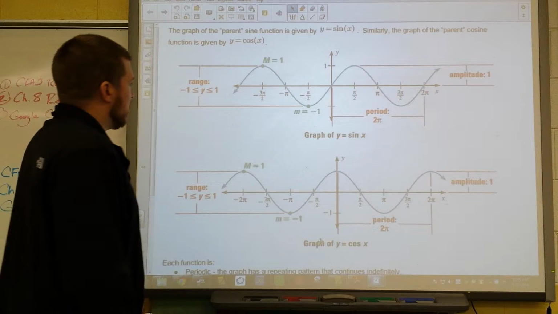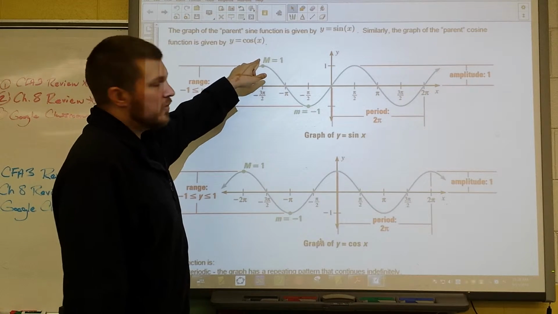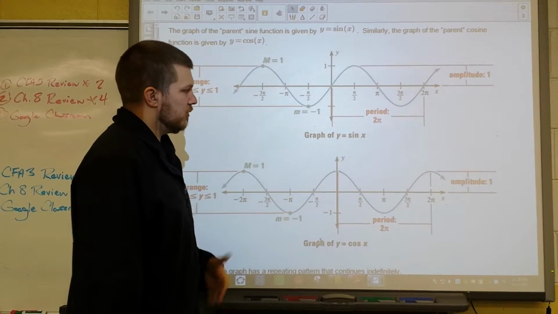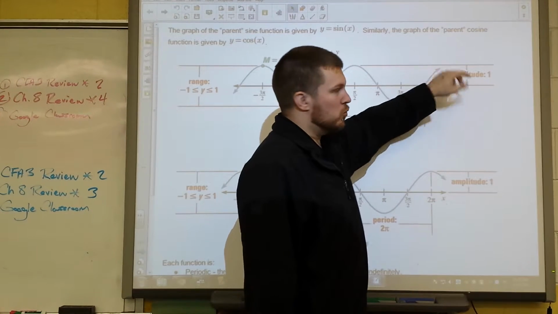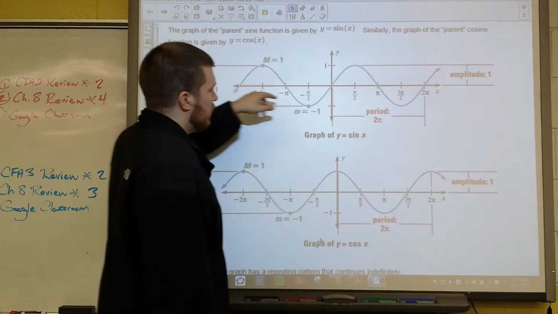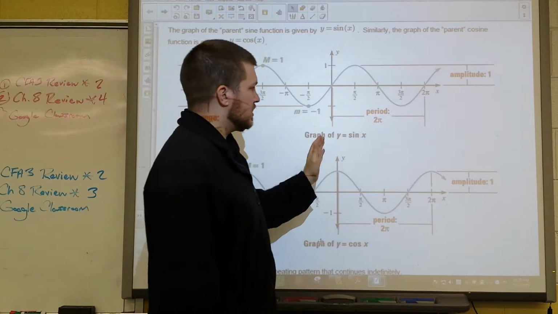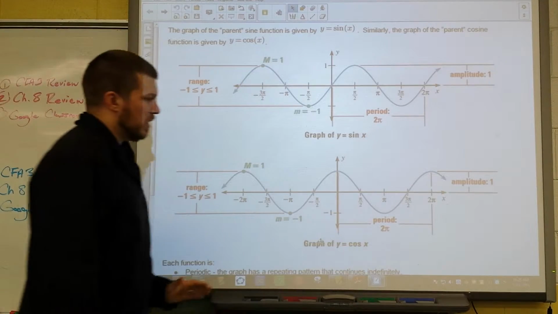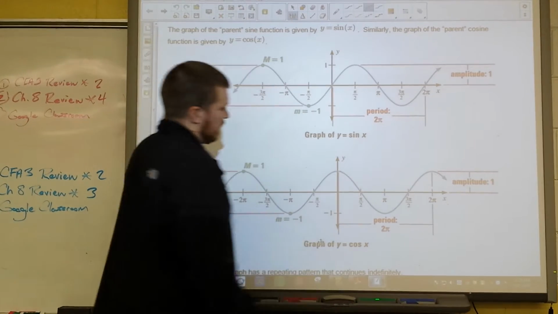A couple things about each graph here. First off, the range, or the y values, go from a maximum, capital M, of positive 1, to a minimum, little m, of negative 1. That's for both graphs. The amplitude for both graphs is 1. That goes from the midline, what I call the midline, or halfway through the wave, to the very top or to the very bottom. And then the period, how long it takes to complete one cycle of the wave for each graph, is 2 pi.